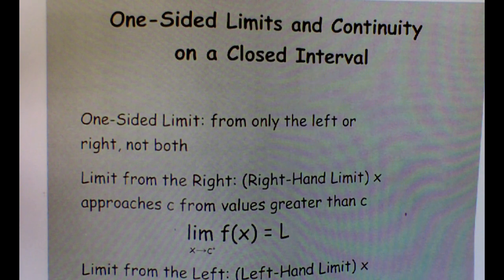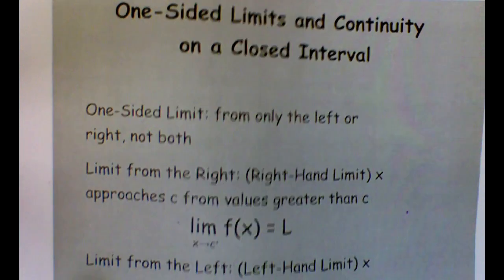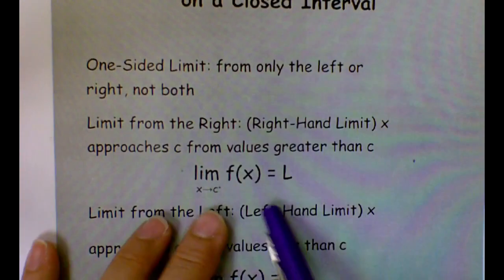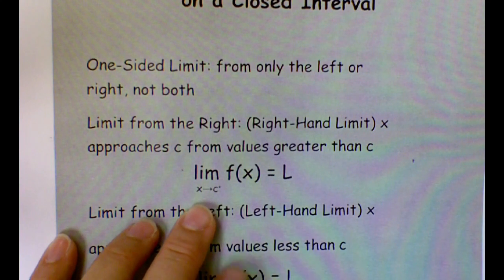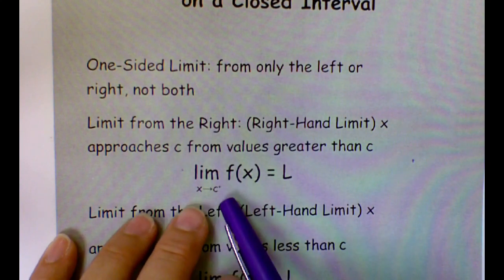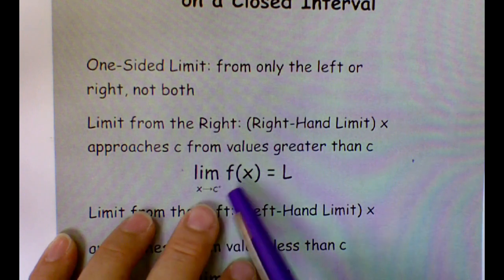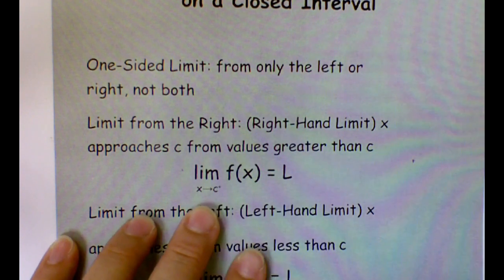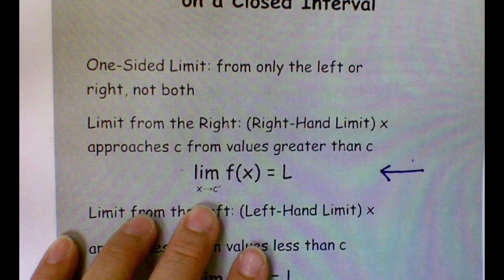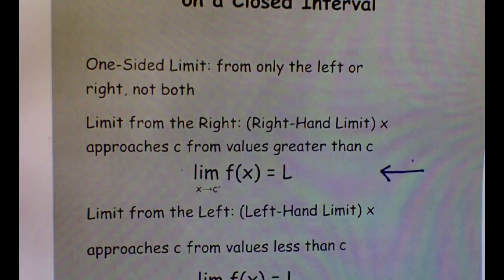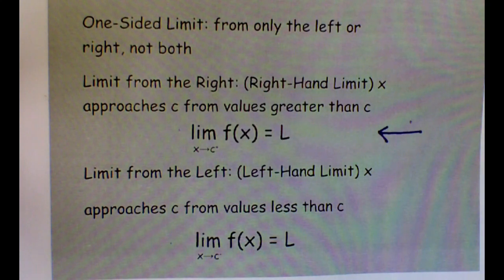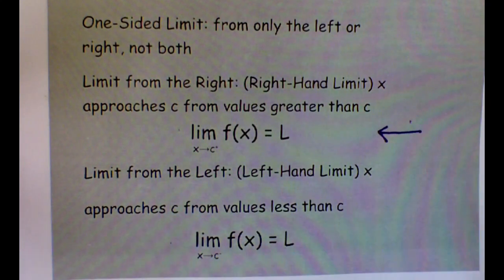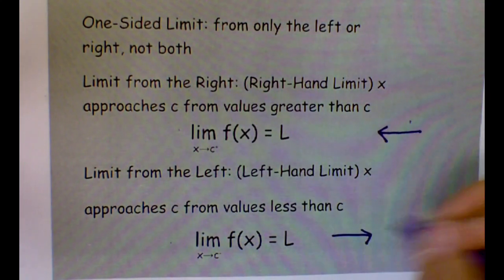The limit from the right, or the right-hand limit, is when x approaches c from values greater than c. We notate it as the limit as x approaches c with a little plus, like a little exponent on this already small portion. So the limit as x approaches c from the right of f of x equals L. That means I'm coming in from the right. The left-hand limit is when x approaches c from values less than c. We write that as the limit as x approaches c with a little negative, f of x equals L. That's coming in from the left.